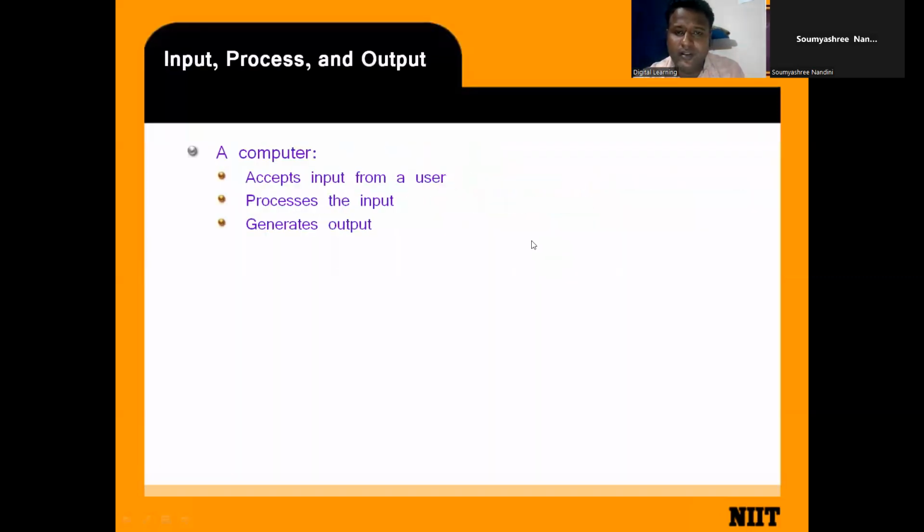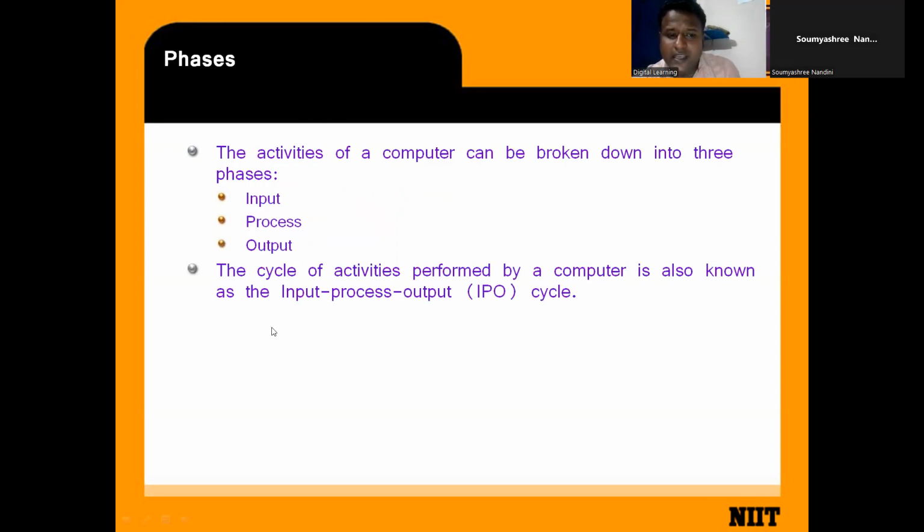Now check here. As you know, a computer accepts the input from the user, processes the input, and generates the output. Which means your computer works on three cycles. That is called the IPO cycle. This IPO cycle is based upon input, process, and output. The cycle of activity performed by a computer is also known as the IPO cycle: input, process, and output.